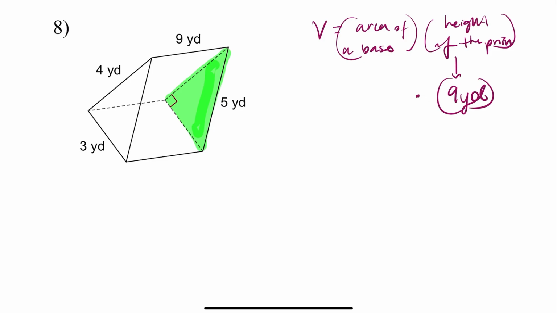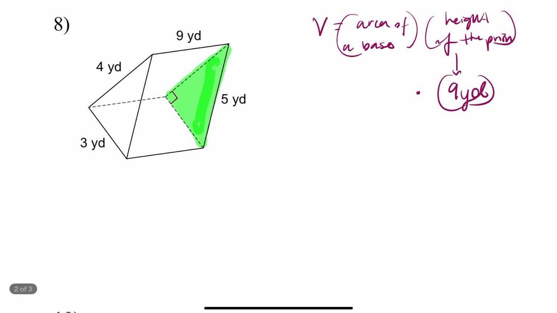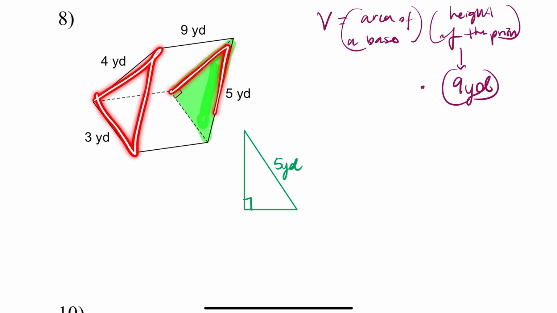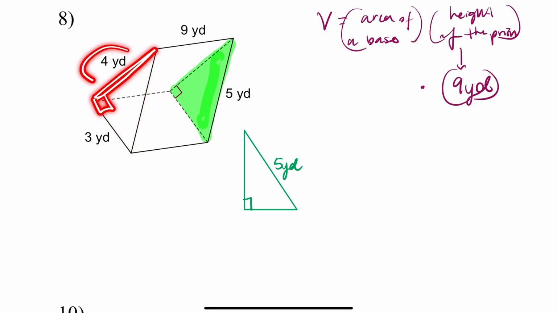Now I'm just going to focus on finding the area of the base of this triangle. I can redraw it like this, and I've got that little right angle there. The hypotenuse is 5 yards. I don't really need that. Remember, I just need the base and the height. If anything, this triangle helps me more than the one I highlighted. Maybe I should have highlighted this one. That's okay. So the height of the triangle is 4.